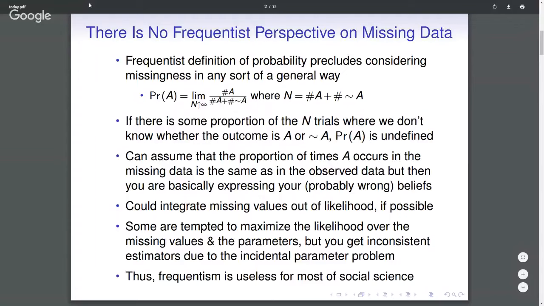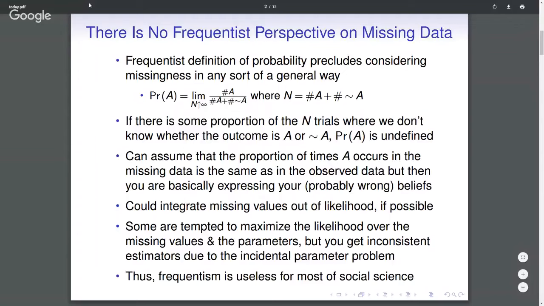You could assume that the proportion of times that A occurs in the unobserved data is the same as the proportion of times that it occurs in the observed data. But you're basically expressing your beliefs at that point, rather than saying, I'm just going to look at the data. And your beliefs may be wrong. So you can assume the missingness aspect of it is independent of the value, and then do that.